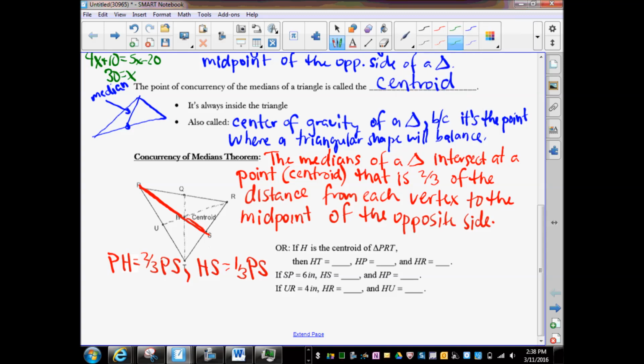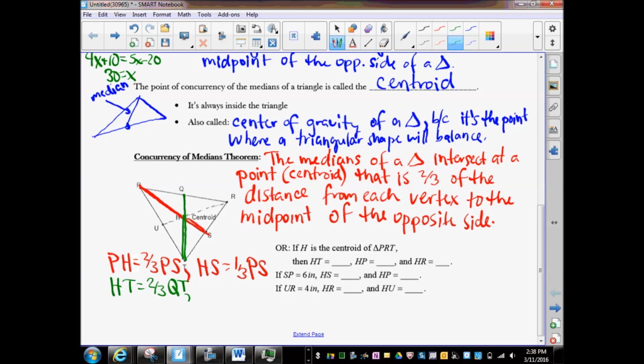Alright, so QT. 2/3 of it is HT. So HT is equal to 2/3 of the whole thing. So it's pretty much along the side. The longer part of it, yes. The centroid is further away from your vertex than it is from the side. I understand.